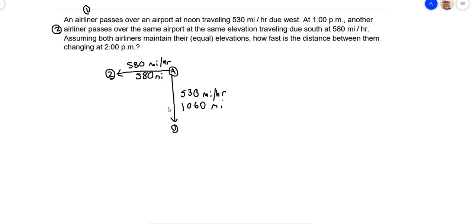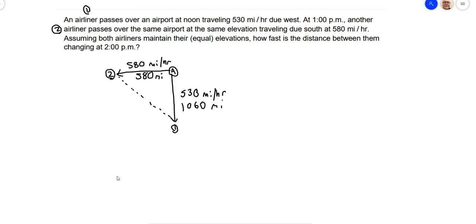Okay, and they want to know how fast the distance between them is changing at 2 o'clock. So they're asking for the rate of change. They're asking how fast this distance is changing. Obviously, we know that it's changing in a positive direction because they're getting farther and farther away from each other.